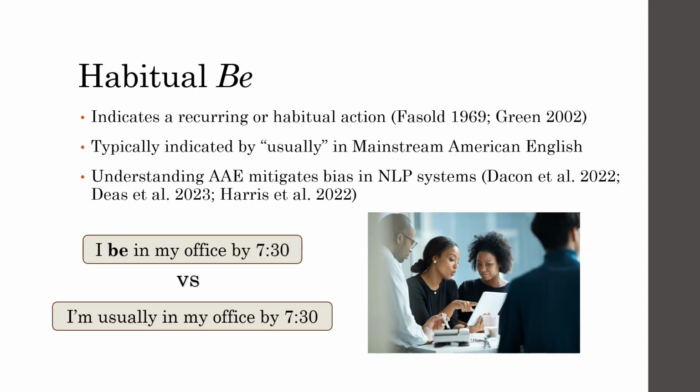So, the habitual be is a well-documented linguistic phenomenon in AAE. It is described as an aspectual marker denoting a recurring or habitual action. In contrast to other instances of be, it is invariant, meaning its form never changes to agree with the subject. The habitual be is relatively rare. However, detecting unique aspects of AAE has been shown to mitigate bias within natural language processing systems.